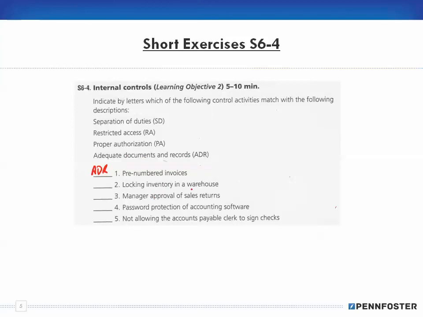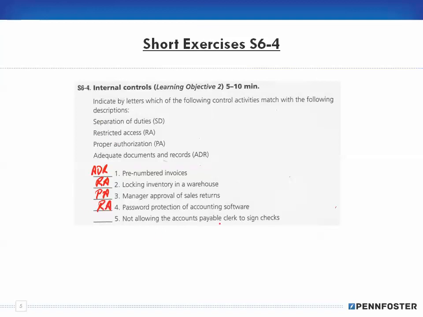Locking inventory in a warehouse. That's restricted access. That's kind of self-explanatory. Manager approval of sales returns. That's proper authorization. You have to have a manager approve it. Otherwise, you're looking at somebody who is returning something without actually returning it, and collecting the cash for it. Password protection of accounting software. That's restricted access, password protection.